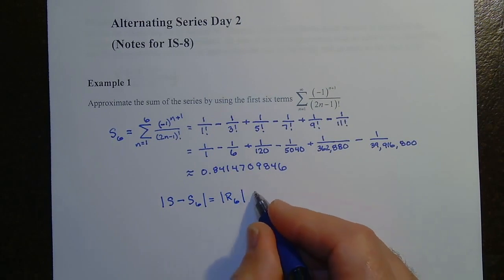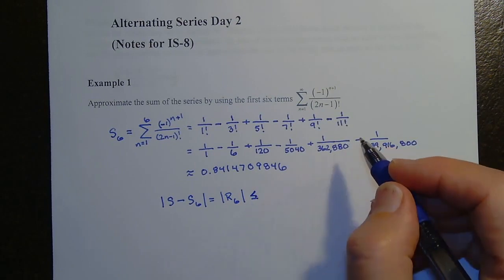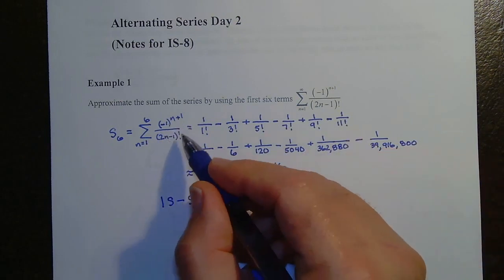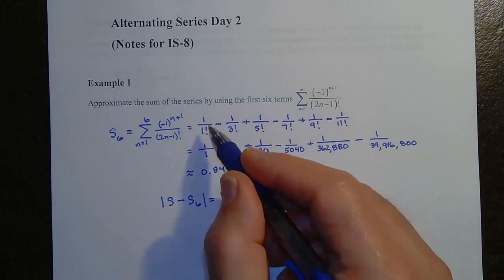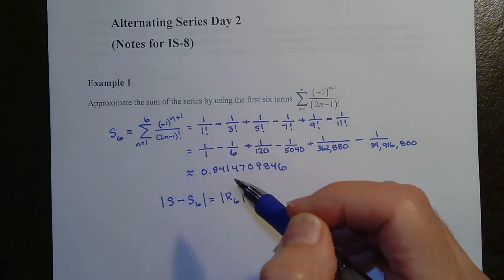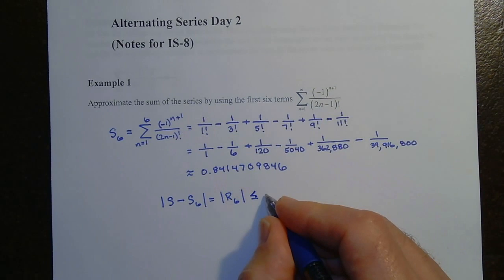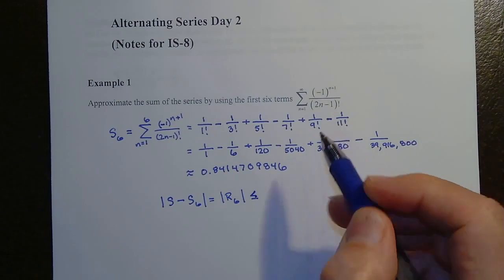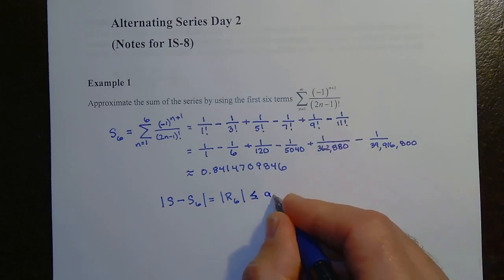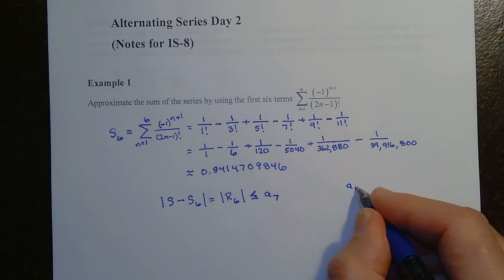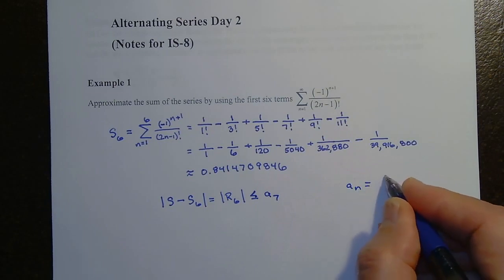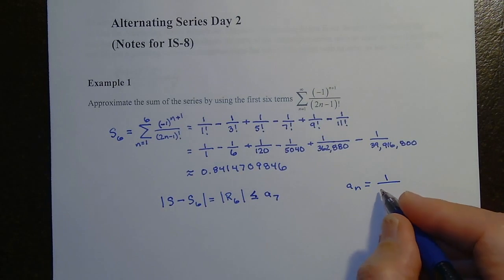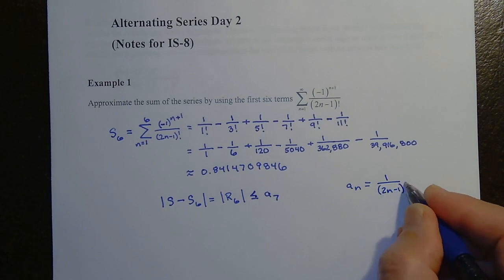And what we know is that this has to be less than or equal to the next unused term, a sub n, right? And a sub n is the absolute value of this, or in this case, it'd be 1 over the factorial. So that means this is going to be less than or equal to, here's the first one, second one, third one, fourth one, fifth one, sixth one. That means this has to be less than a sub 7, and a sub n is equal to 1 over 2n minus 1 factorial.